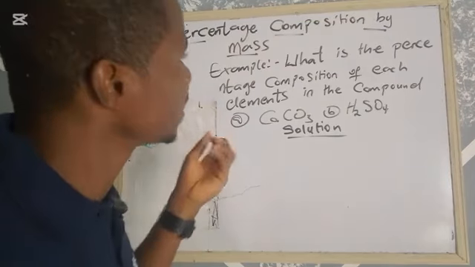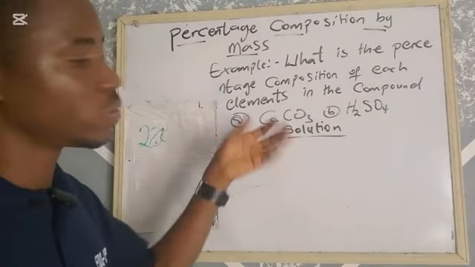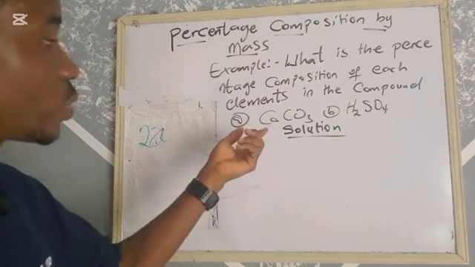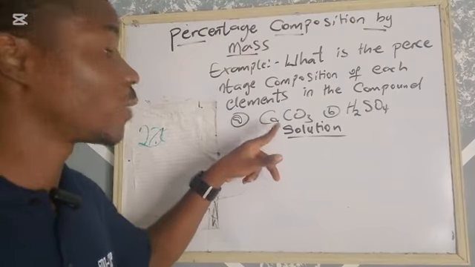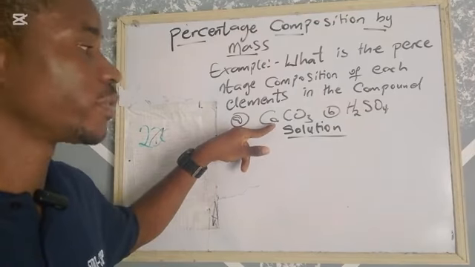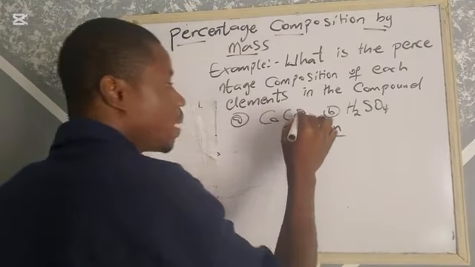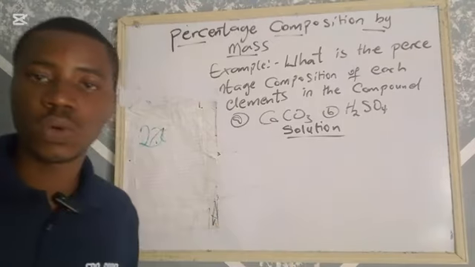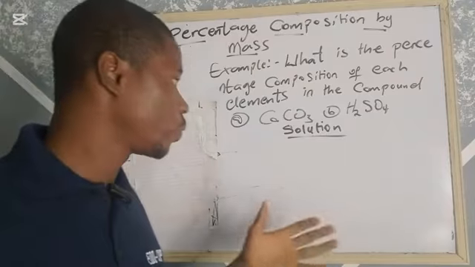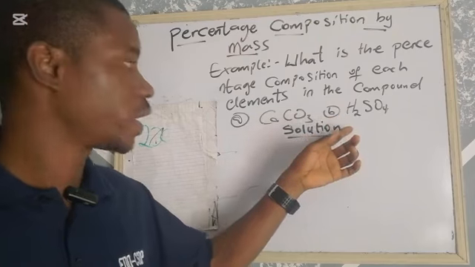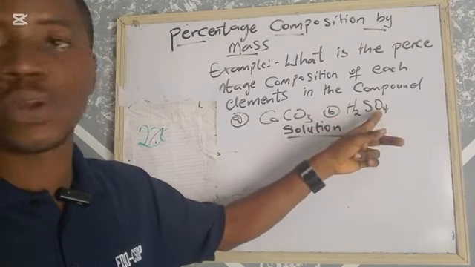They said, what is the percentage composition of each element in the compound? We are expected to calculate the percentage composition of calcium in calcium trioxocarbonate IV. So we'll look for the percentage composition of calcium, carbon, and oxygen. These are the elements that make up calcium trioxocarbonate IV. The same thing, H2SO4: we'll look for the percentage composition of hydrogen, sulfur, and oxygen.